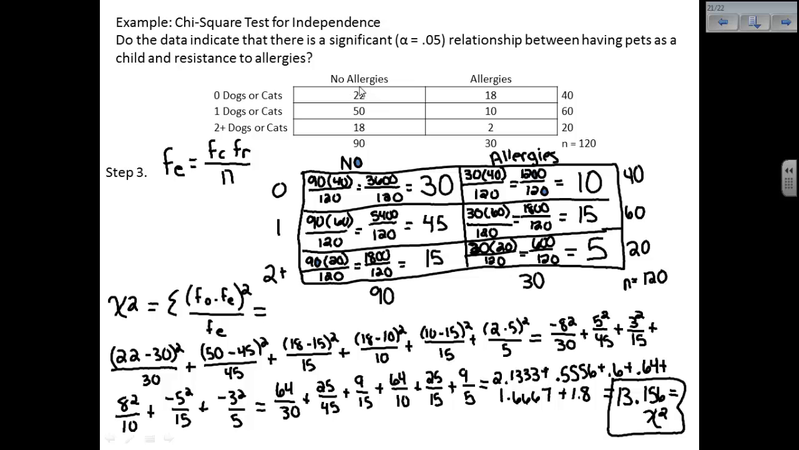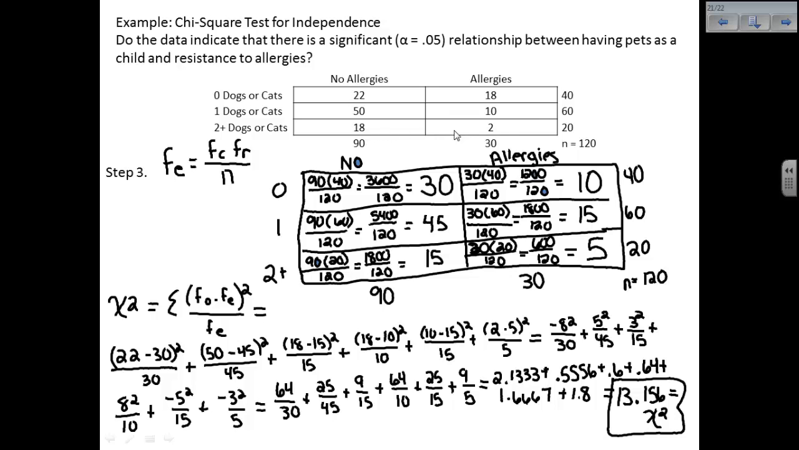There's actually fewer people that have no allergies and more people than we would expect that have allergies when they don't have any cats or dogs. So far, this is supporting that maybe when you don't have any cats or dogs, you're more prone to have allergies than to not have allergies.